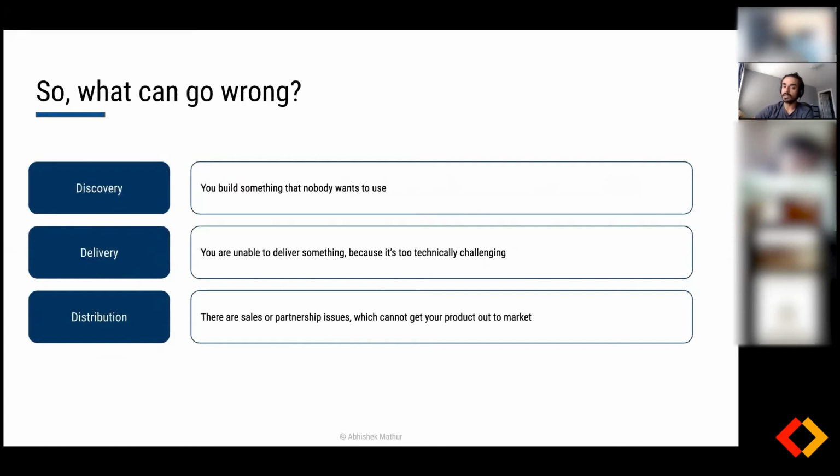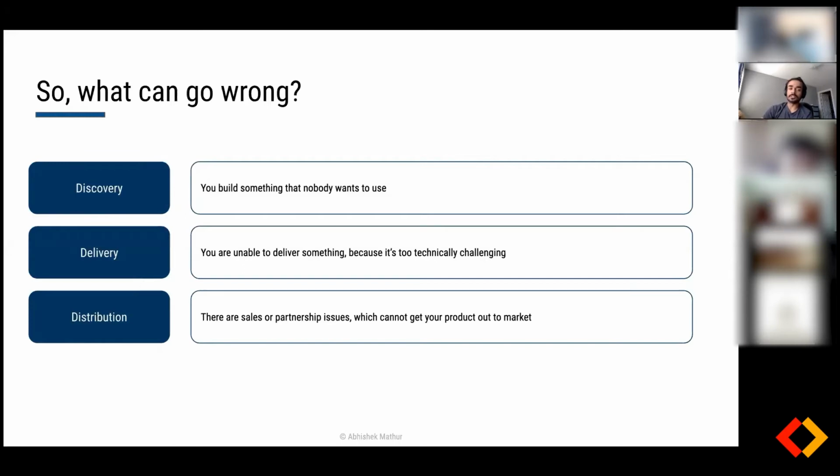Discovery, you build something that nobody wants to use. So if you had done your product discovery incorrectly, that is a risk over there. Delivery, you're unable to deliver something because it's too technically challenging. Or distribution. There are sales issues, partnership issues, you cannot get the product to the market, customers don't want it for whatever reason. That could be a risk as well.